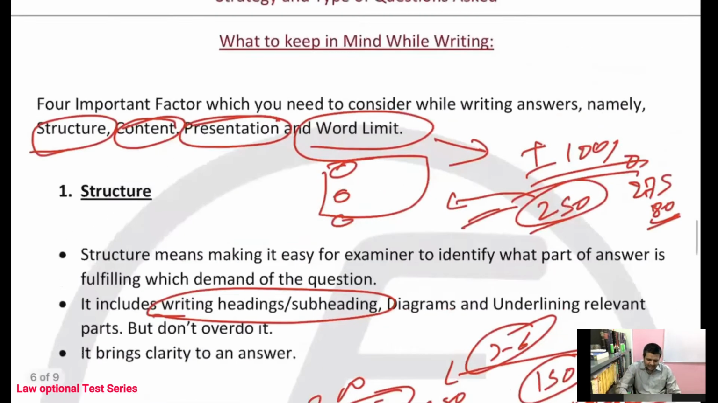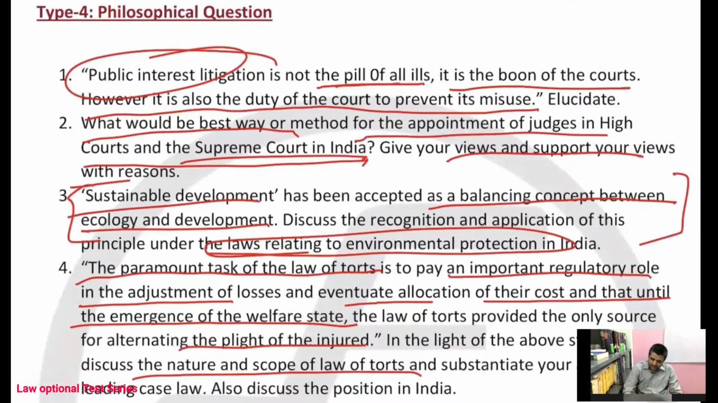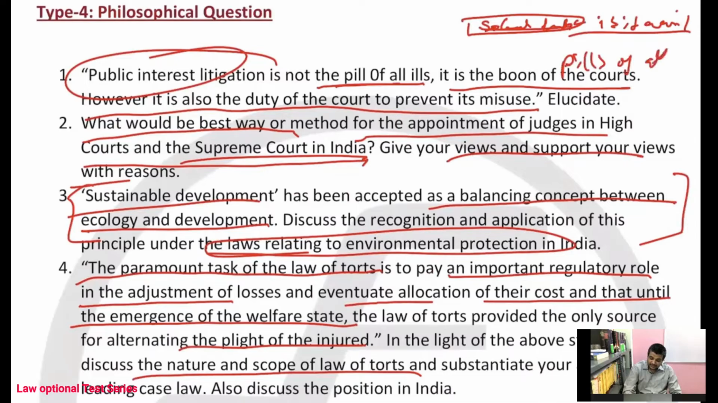Okay, now headings and subheadings can actually come directly from the question. Let us take an example. Suppose this is the question. Right? Suppose this is question number one, right? You write about PIL, then the second heading can be social justice in the Constitution. Achha, it is only PIL. Okay. So is it evil? Okay, that can be one heading. Second heading can be pills for all ills. Okay, third heading can be boon for the citizen. Okay, fourth heading can be its misuse. Right. So simply looking at your question, you can identify what could be the headings and subheadings.